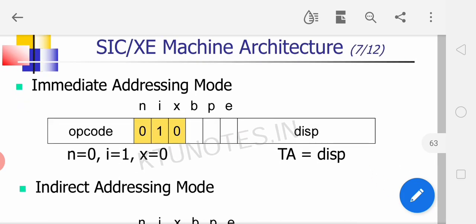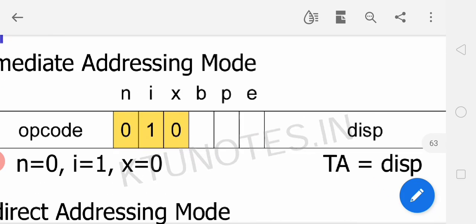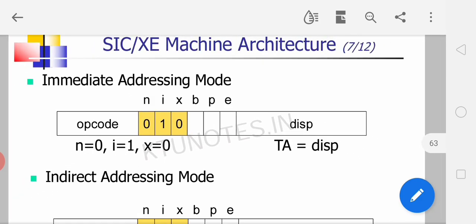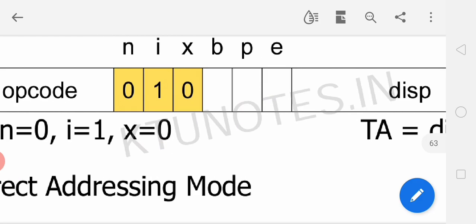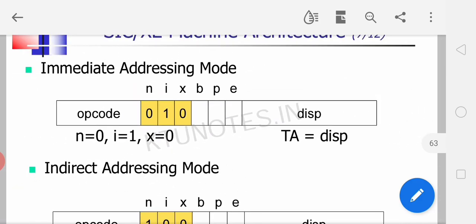In case of immediate addressing mode, the value of I, which stands for immediate, is I equal to 1, and all others are n equal to 0, x equal to 0. X equal to 0 means we cannot use indexed addressing in immediate addressing mode, because we get the exact value or the operand from the register itself. So n equal to 0, x should always equal 0. In this case, the target address equals the displacement itself.